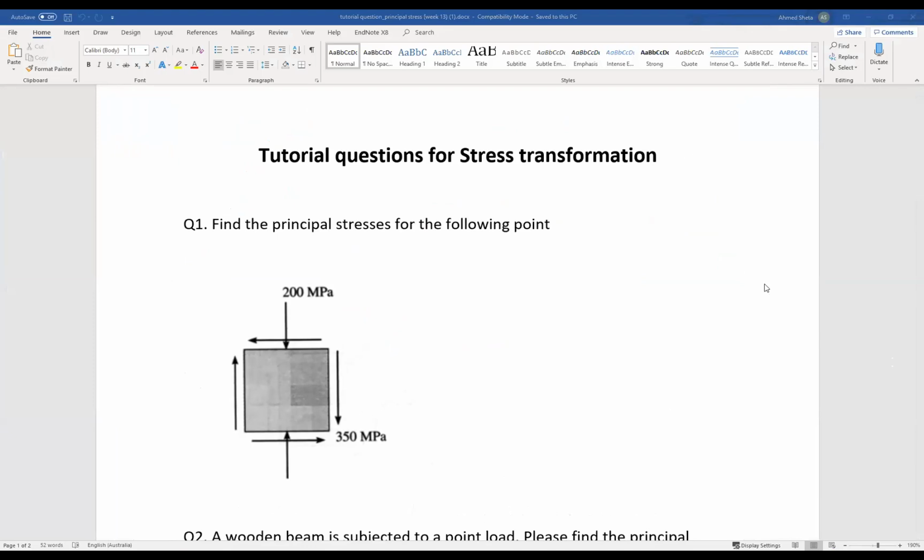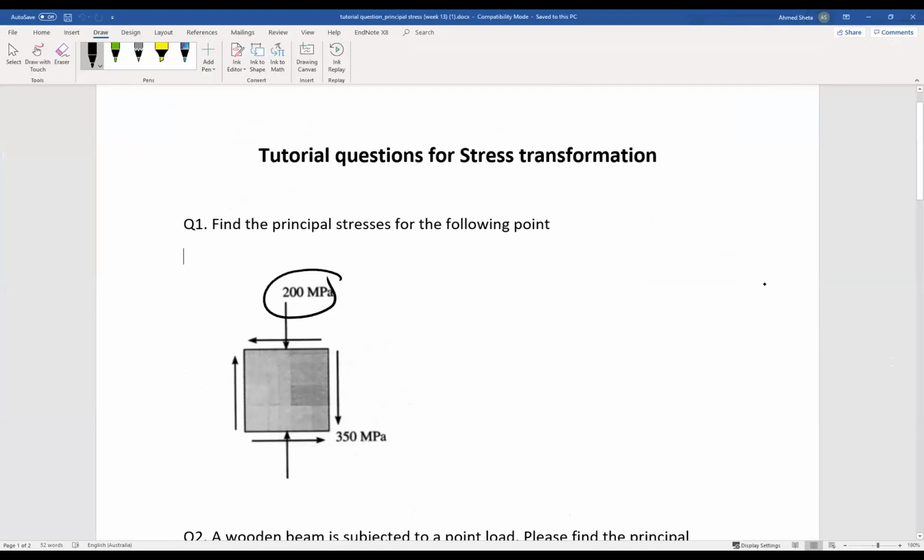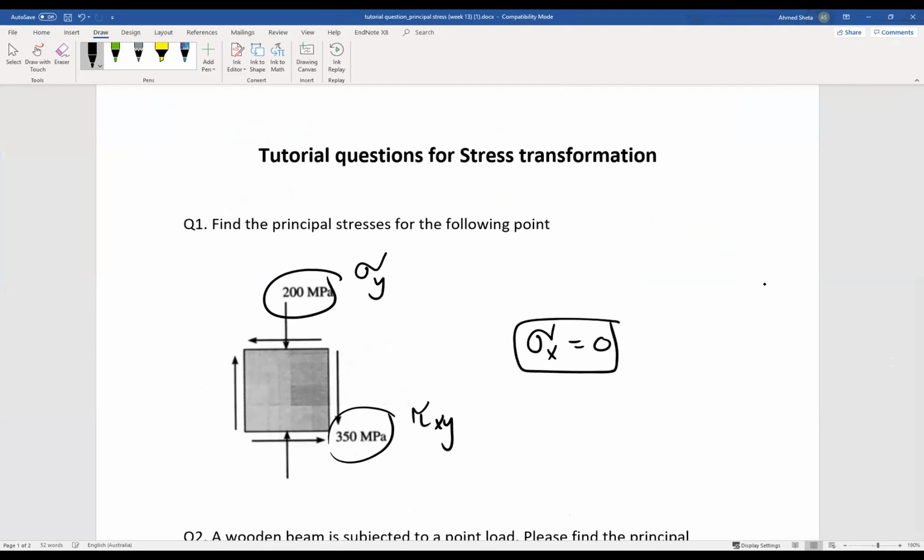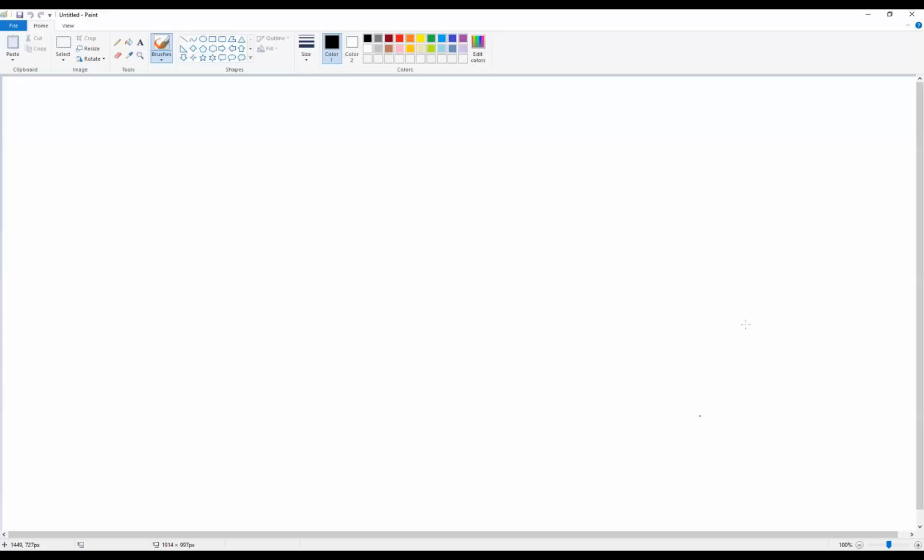Okay, under two stresses, this is sigma y and this is tau xy. So in this case, sigma x is not available, so sigma x equal to 0. Okay, I will give you 10 minutes to solve this example, and then I can solve it for you again. Now we'll solve this one with you.